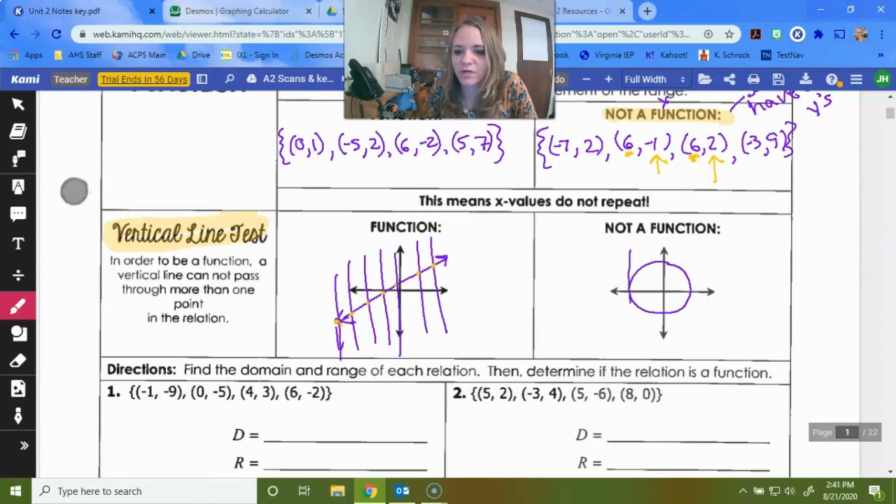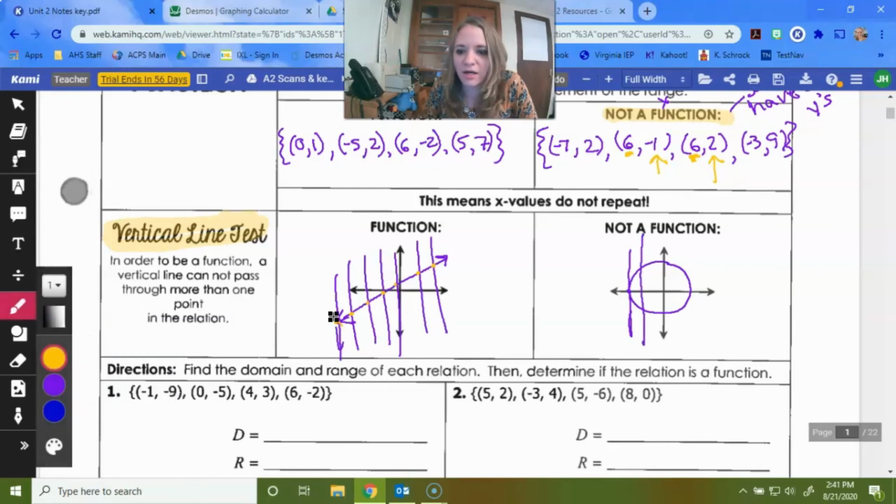I start drawing a vertical line. Right here, I'm going through one point. If you remember in geometry, that's tangent. So I am intersecting one point at a time there. None over here, and that doesn't really matter, but inside the circle is the issue. Right away, I come to intersections at the top and the bottom. So two intersections of one vertical line fails the vertical line test.